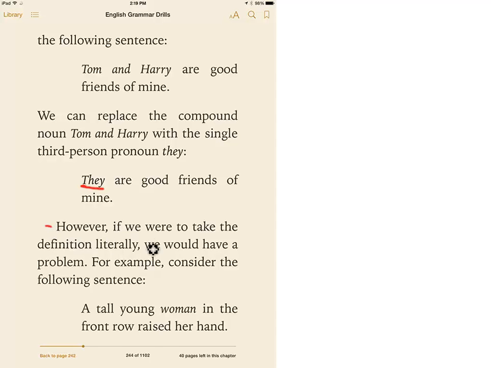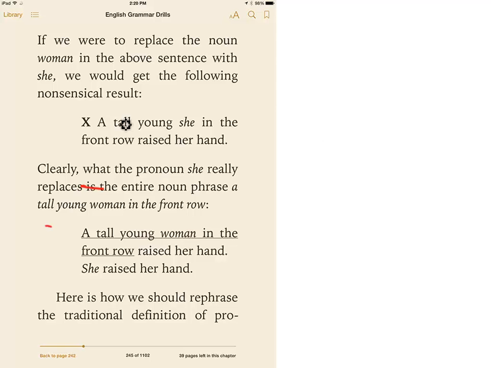It says, however, if we were to take the definition literally, we would have a problem. For example, consider the following sentence. A tall young woman in the front row raised her hand. If we only replace the noun with a pronoun, and woman is the noun, so the pronoun would be she, it would look like this. A tall young she in the front row raised her hand. Obviously, that doesn't make sense.